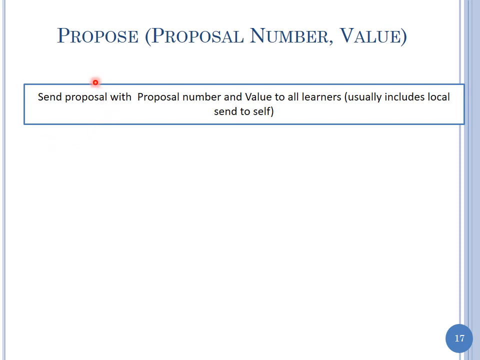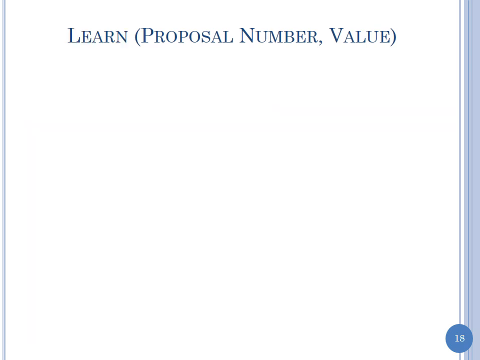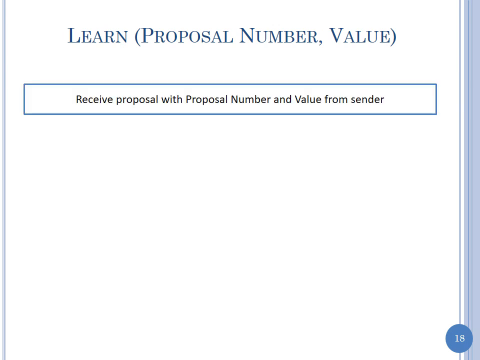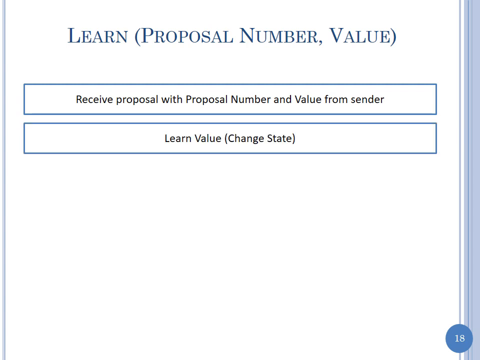And so the algorithm at the proposer end is very simple. You just send the value. You somehow generate the proposal number, and you know what value it is because some client thread told you this is the value they want for the object, and you say, okay, this is the proposal number for the changes to this object, and here's the value. And the learner receives the proposal with proposal number and value from the sender, and whenever it does so, it changes the state. It learns the value.